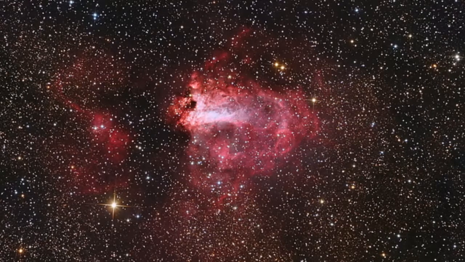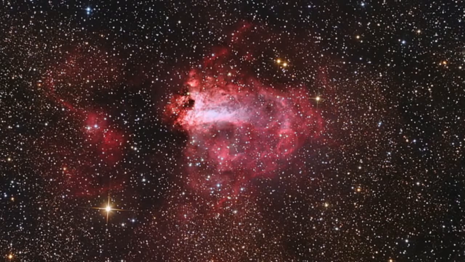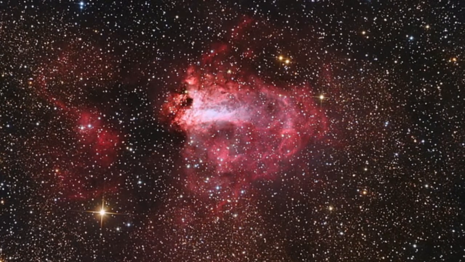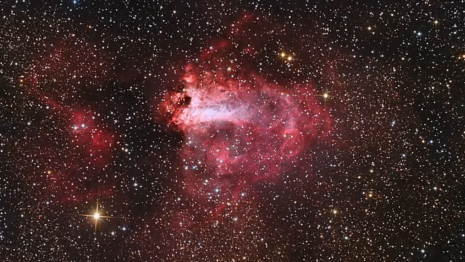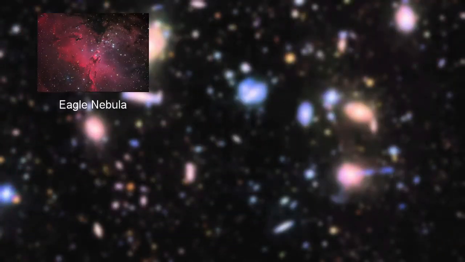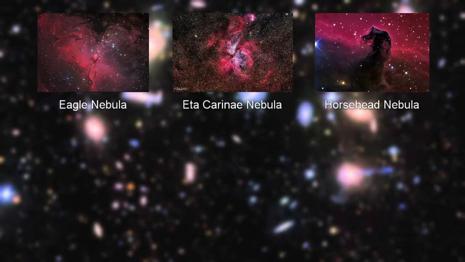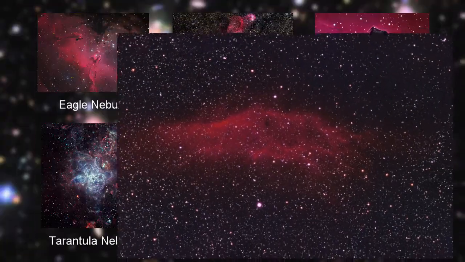The H2 region, I should say, is the most common type of star-forming region out there, and probably the most common you would find when observing nebulae, because in a sense they're all kind of H2 regions, really. Some examples of these H2 regions, other than the Eagle Nebula, are the Eta Carinae Nebula, Horsehead Nebula, Tarantula Nebula, NGC 604, and the California Nebula.